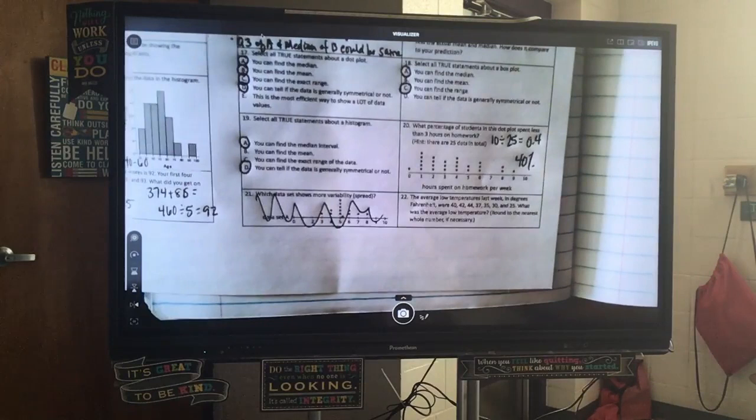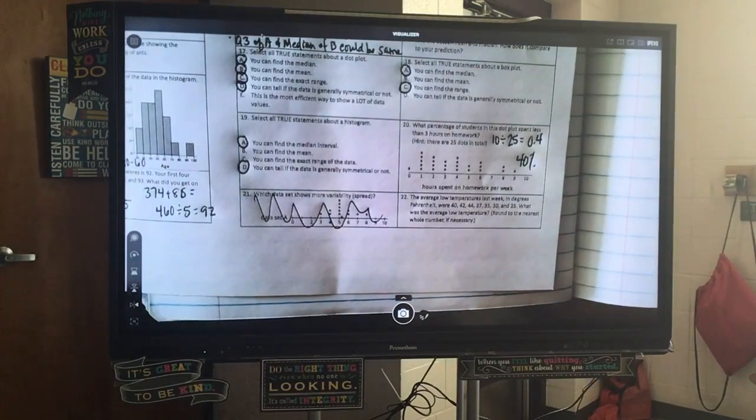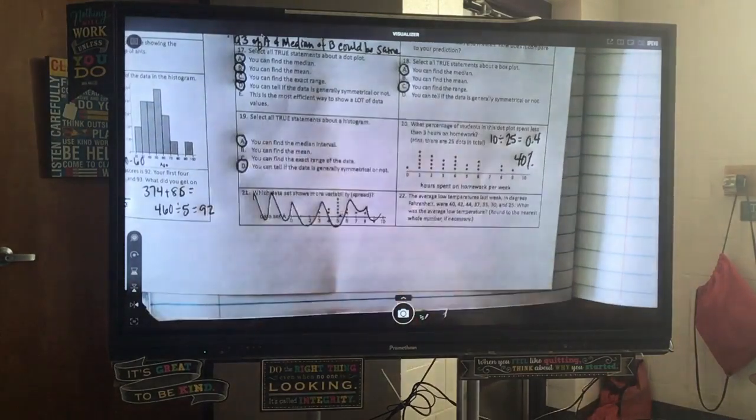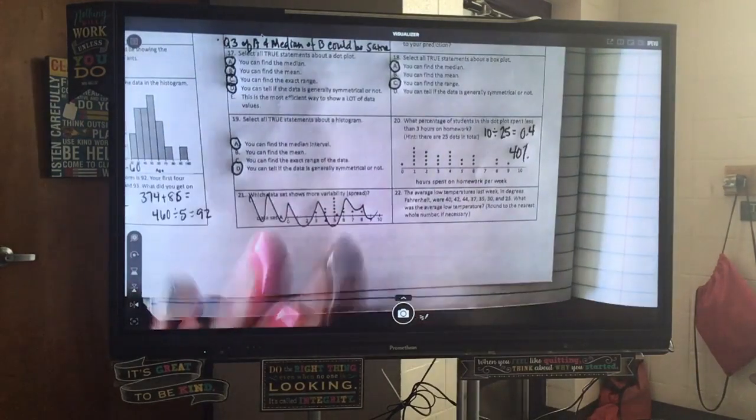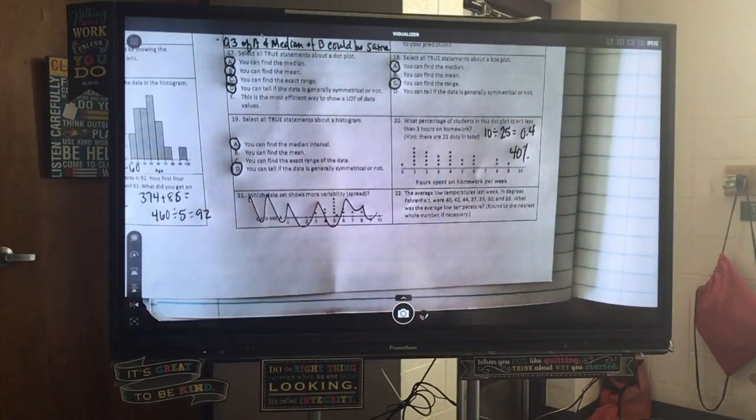All right. So the average low temperature last week in degrees Fahrenheit was 40, 42, 44, 37, 35, 30, and 25. What is the average low temperature? Round to the nearest whole number. So when you added those all up, what did you get? When you added those, or if you haven't done it yet, please go ahead and do it now and then stand up. If you have your answer, you may stand up. If you haven't done it, please do it then stand up.